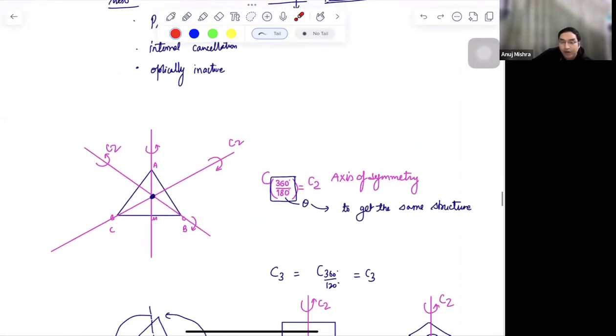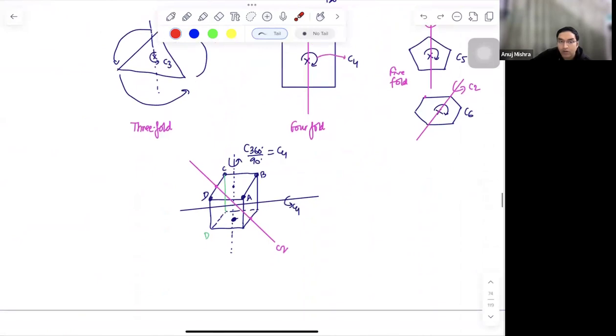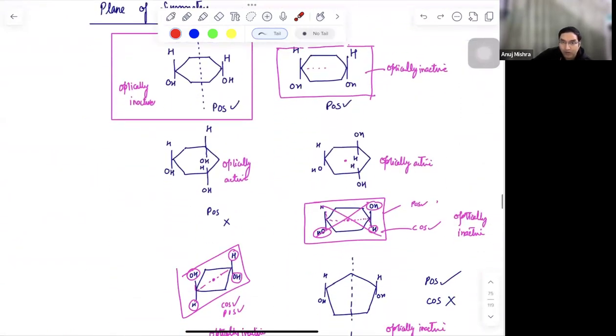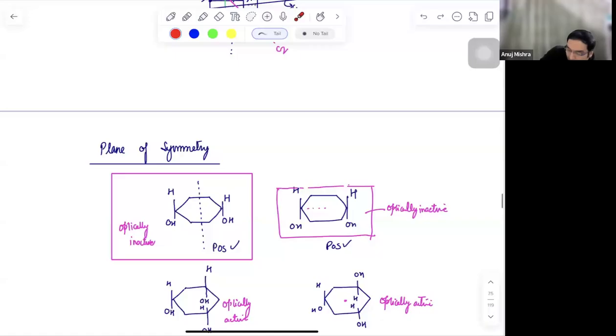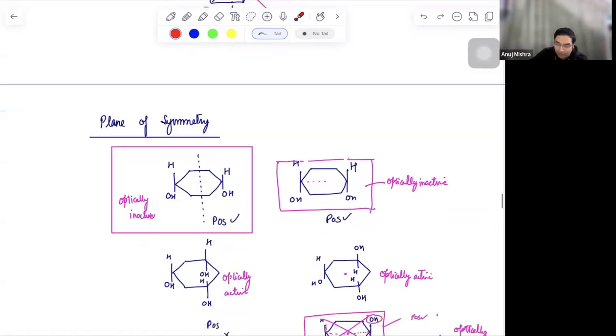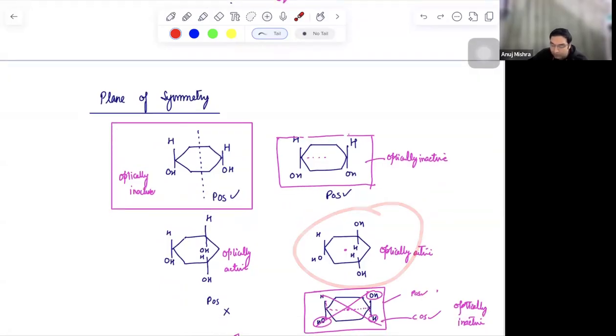Look at these examples. How to get C3, C2 and all, we have discussed earlier also. Plane of symmetry also you have seen. So look at this structure. If it is H OH, it is H OH, I have this plane of symmetry. And since there is a plane of symmetry, the compound is optically inactive. As soon as you prove there is a plane of symmetry or a center of symmetry, the compound is optically inactive. Look at this point. There's a plane of symmetry, inactive. This compound, is there any symmetry? Answer is no. So it is optically active.